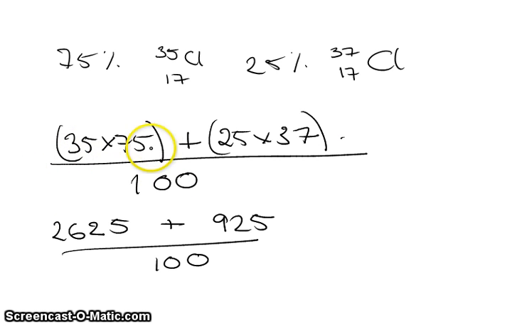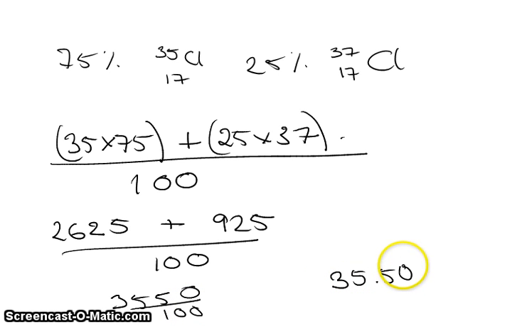35 times 75 is 2625 and 25 times 37 is 925. That gives us 3,550 divided by 100, which equals 35.50. If you look on the periodic table, that's the relative atomic mass of chlorine. You'll see it written as 35.5. This is the relative atomic mass of chlorine, because it's a combination of chlorine-35 and chlorine-37.